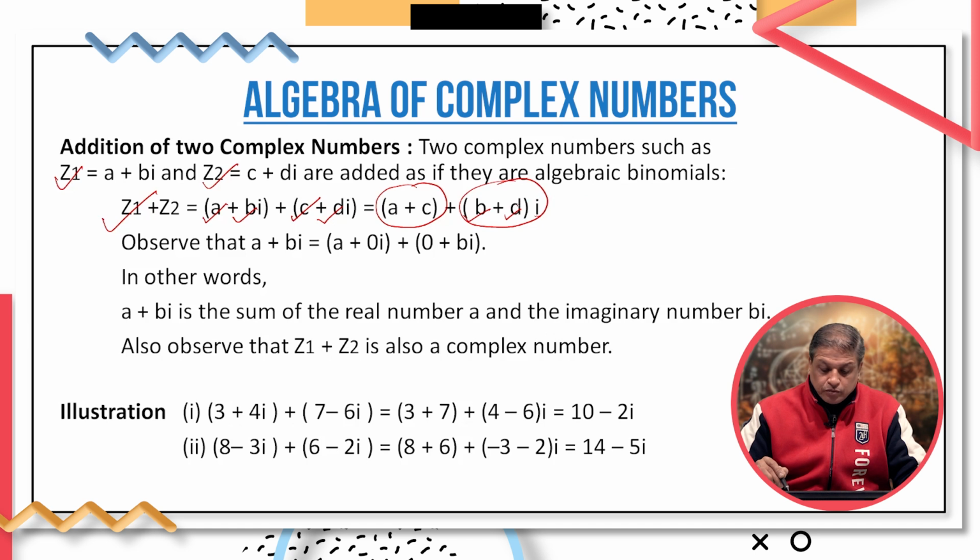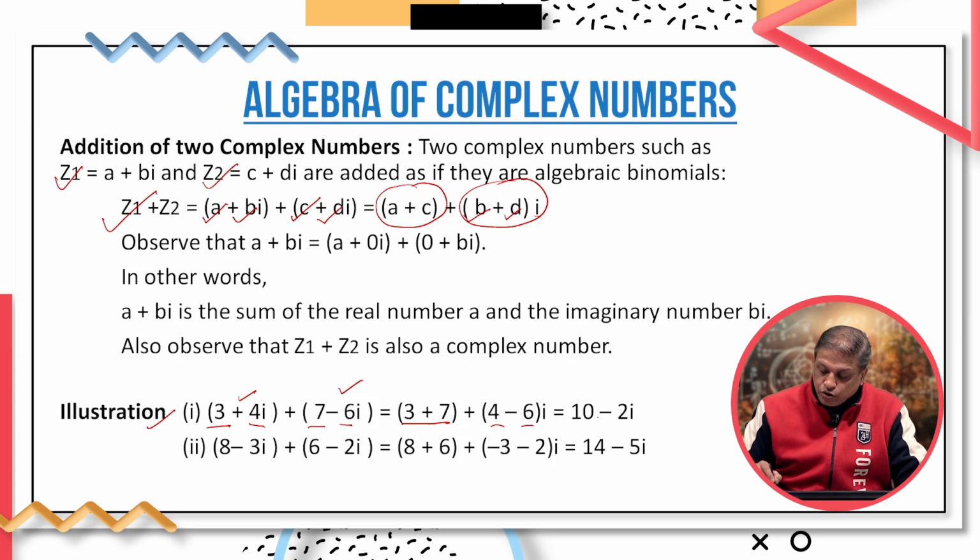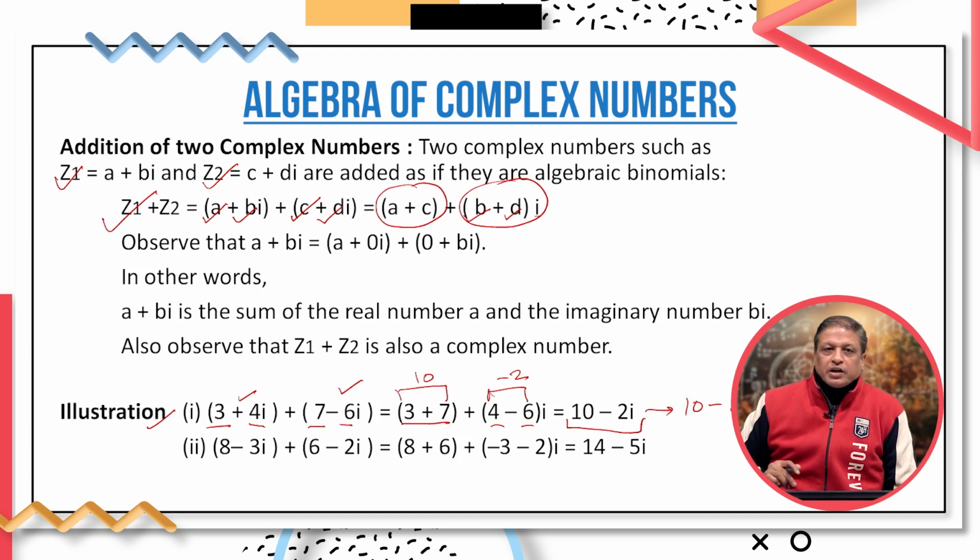Now, let us solve some of the illustrations given over here: 3 plus 4i plus 7 minus 6i. So, real terms 3 and 7 are to be added, and the imaginary terms, that is 4 and minus 6, are to be added, that is plus 4 and minus 6. That means 4 minus 6 is minus 2, and 7 plus 3 is 10. So, the new complex number is 10 minus 2i. I hope you understand the addition of complex numbers.